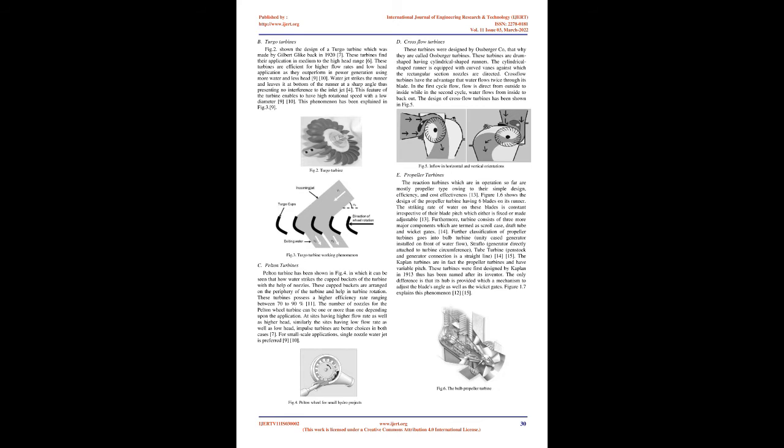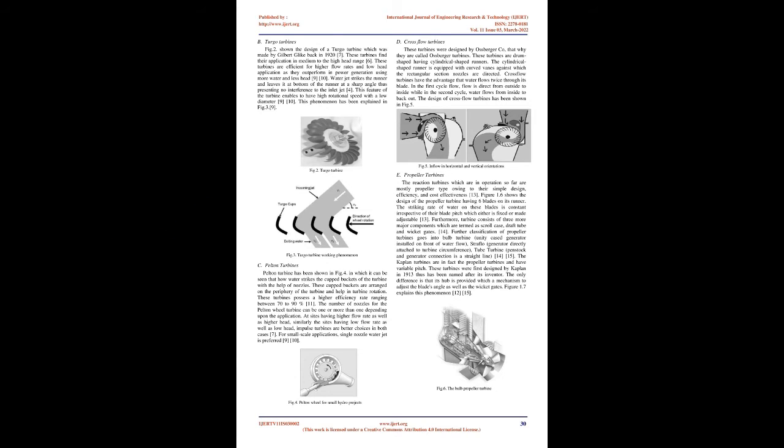Impulse turbines are further categorized into the following turbines which are suitable to be installed at low head: A. Turgo, Pelton, and cross flow. B. Turgo turbines. Fig.2 shows the design of a Turgo turbine which was made by Gilbert Gilkes back in 1927. These turbines find their application in the medium to high head range.